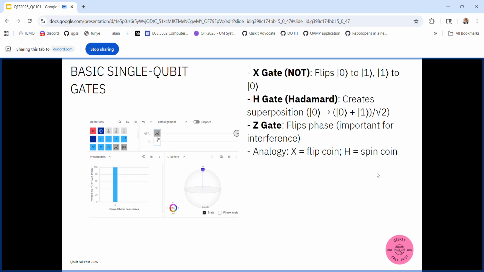Let's talk about some basic single qubit gates. The X gate flips a state from 0 to 1. It does a pi rotation around the x-axis in that sphere. Now the Hadamard creates a superposition. It takes the qubit from a state of 0 to a state that is half 0 and half 1. It takes it from that north pole to lie on the equator.